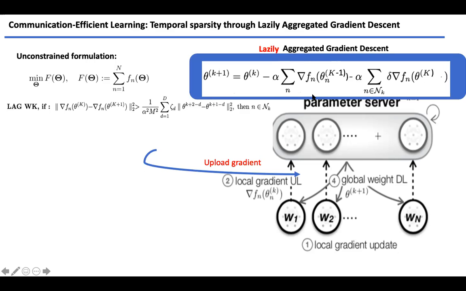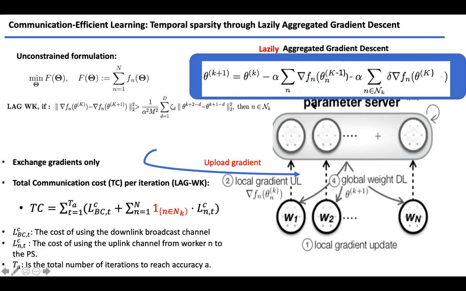And according to this algorithm, there are only very few workers who need to upload or transmit their updated parameter at every iteration. So compared to aggregated gradient descent, they both converge at the same speed, but this one can significantly save the communication cost.